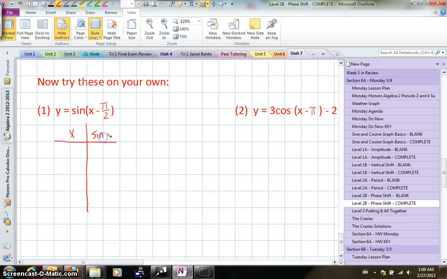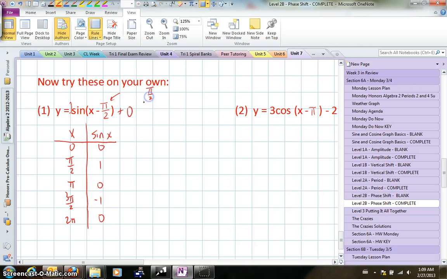X, sine of x: 0, pi over 2, pi, 3 pi over 2, and 2 pi. And the y's in that situation would be sine of 0 is 0, 1, 0, negative 1, 0. Nothing is happening to y here. There's a 1 for our amplitude. There's no vertical shift. All that's happening is that everything is being moved to the right.